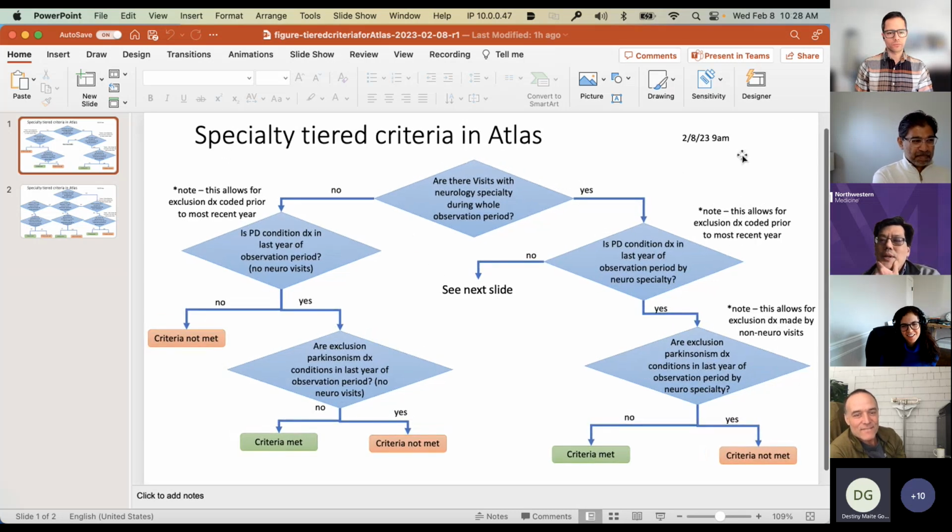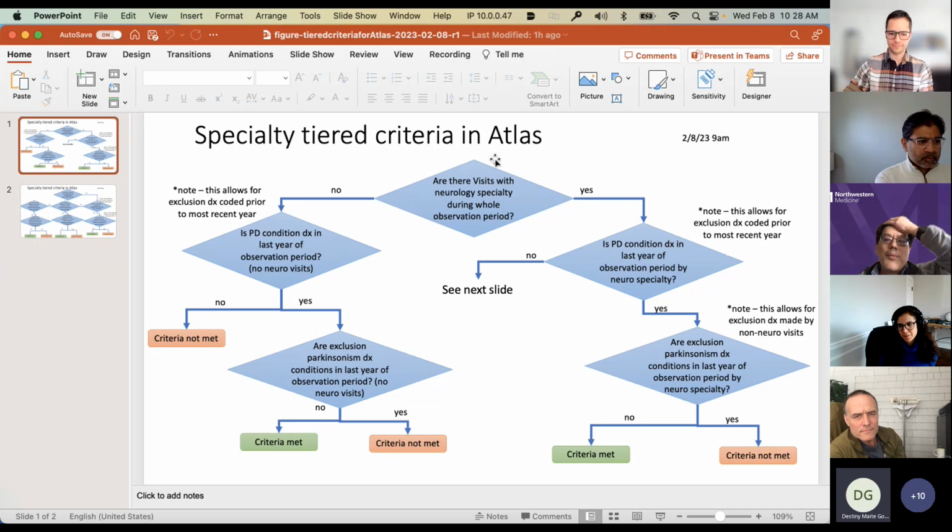Okay, so this is what I came up with. This is revised from this morning, at 9 a.m. local time. So the way I thought about doing it, and you guys can poke holes in it, it would be great. You would start with, are there visits with a neurology specialty as defined by visit specialty linked to the provider during the whole observation period, which is specific to each person, I believe, but you correct me if I'm wrong. If the answer is no, they have never had a neurology specialty coded within OMOP, then you go over here and you say, is there a Parkinson's condition specifically in the last year of the observation period?